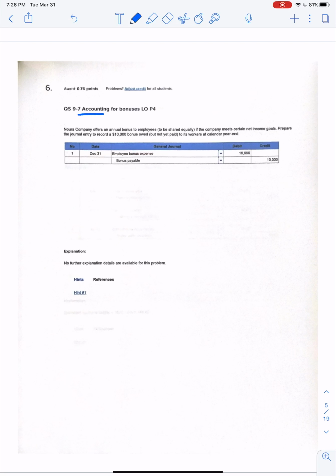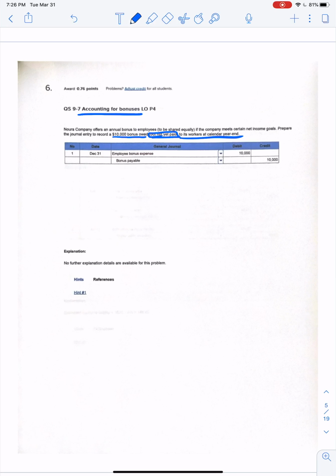So in this case, we're accounting for bonuses. What it tells us is the company offers an annual bonus to employees to be shared equally if the company meets certain income goals. They want us to prepare the journal entry to record a $10,000 bonus owed, but not yet paid to its workers at calendar year end.